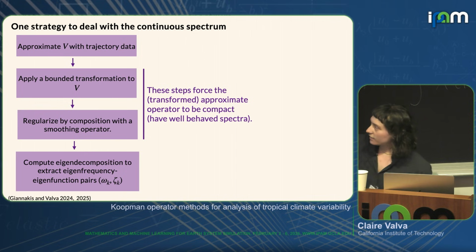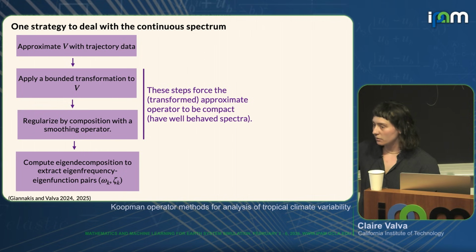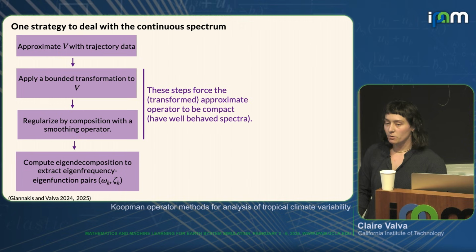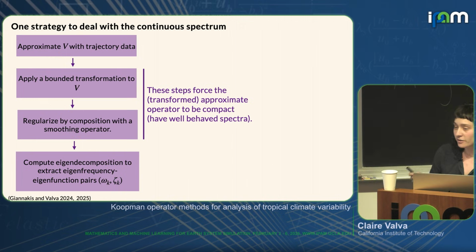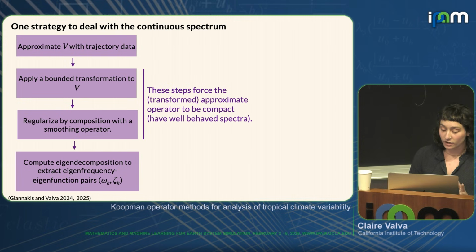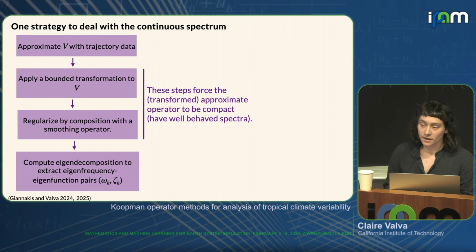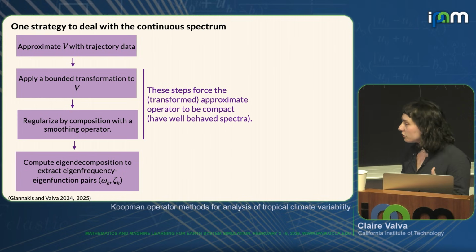And so I'm going to note again that these two steps in the middle, where we look at something bounded and then we smooth it, force the operator that we're working with to be compact. So this is going to mean it has well-behaved spectra, namely that we're going to, at the very least, have spectrum that is separated from each other. So we're not going to have any numerical issues with trying to approximate numbers that are arbitrarily close together.